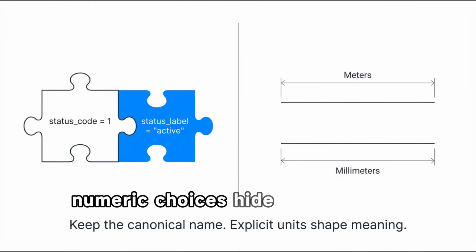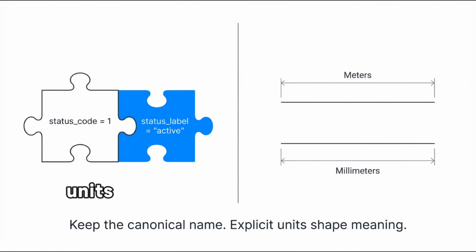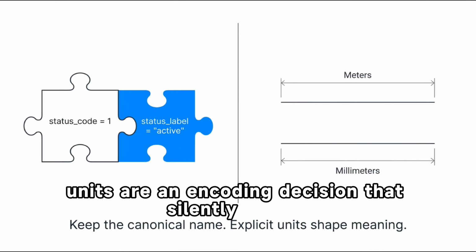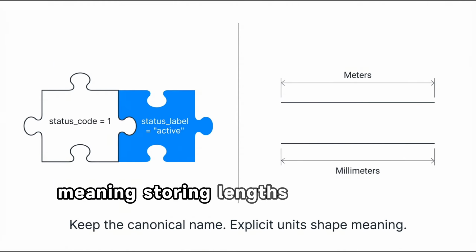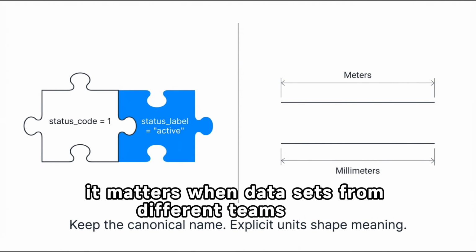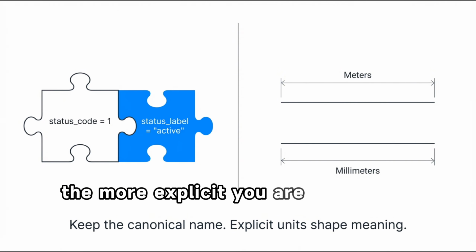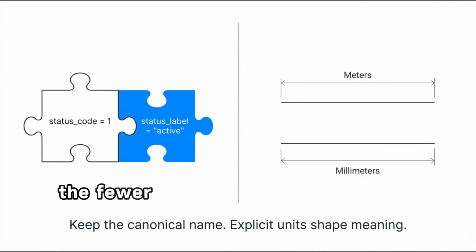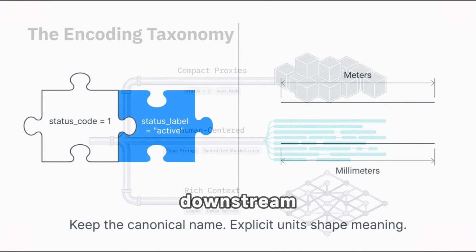Numeric choices hide subtler traps. Units are an encoding decision that silently shapes meaning. Storing lengths in meters or millimeters is an architectural choice. It matters when datasets from different teams meet. The more explicit you are about unit metadata, the fewer conversion errors you will see downstream.